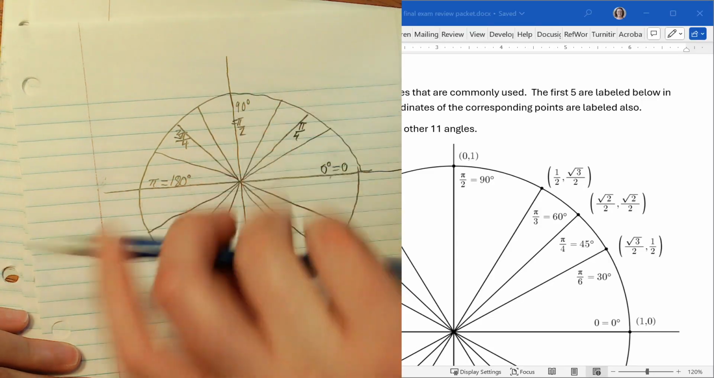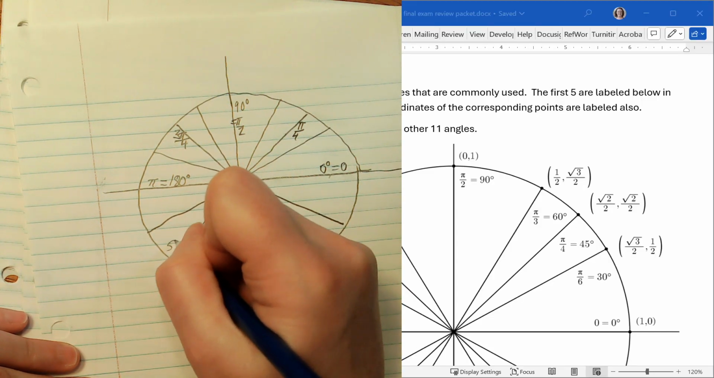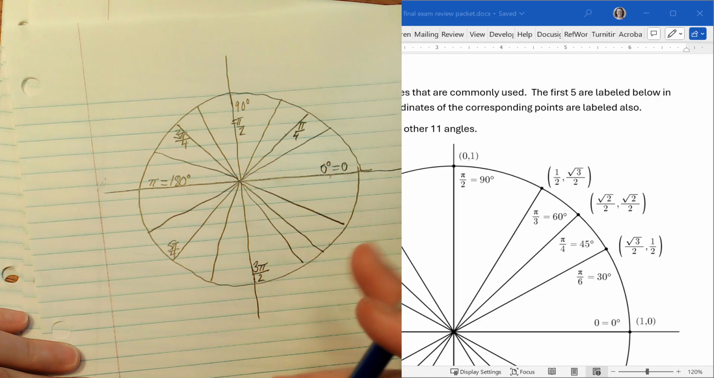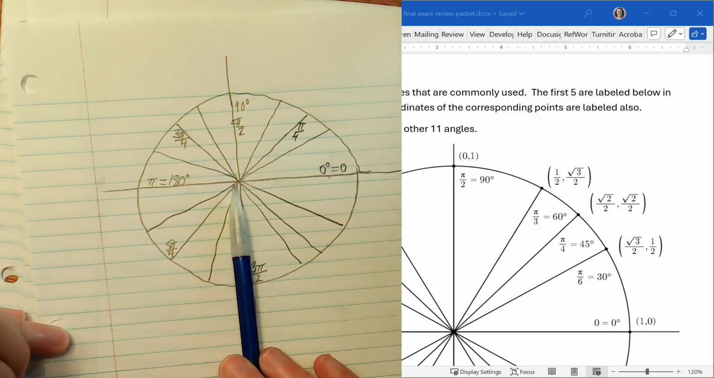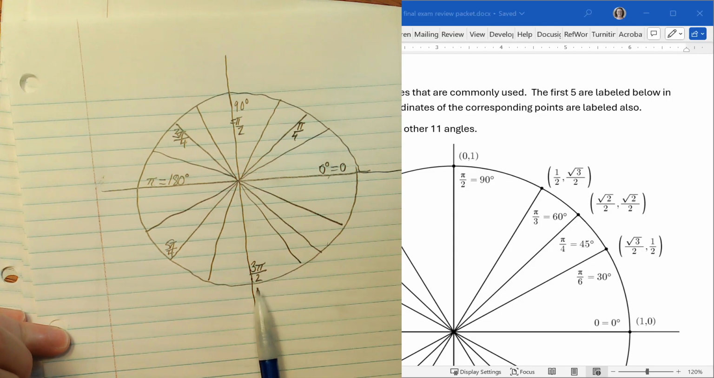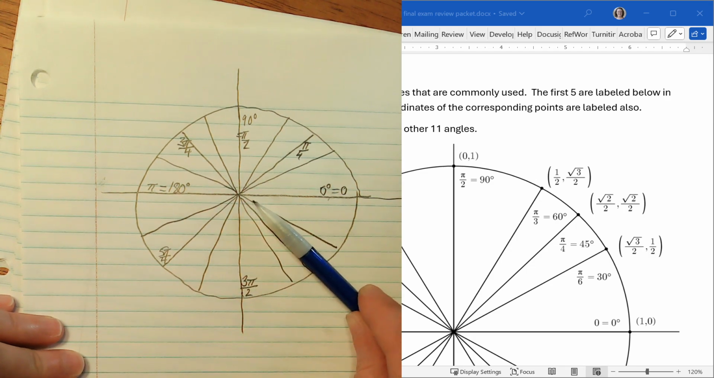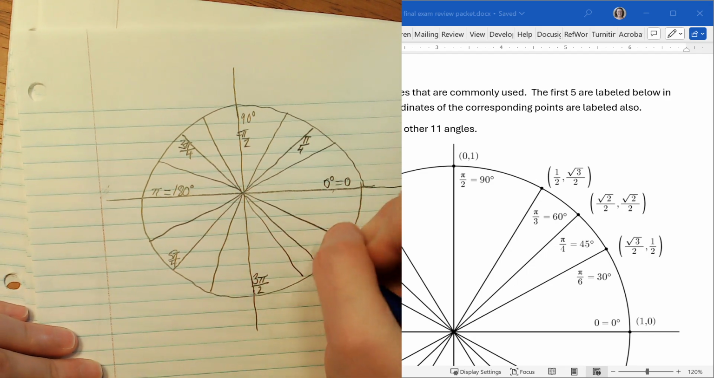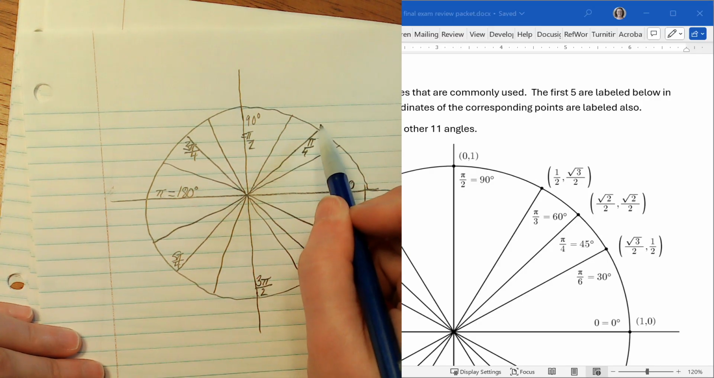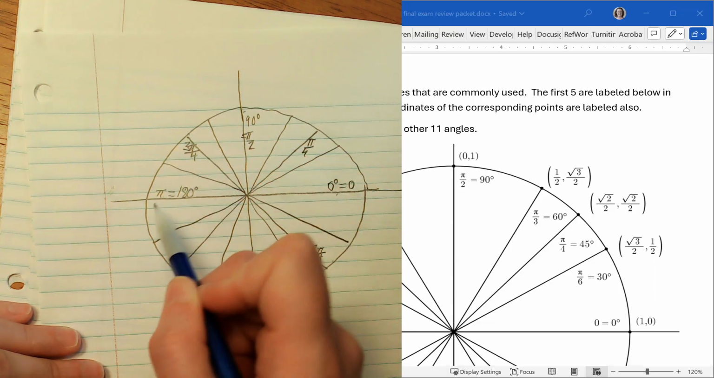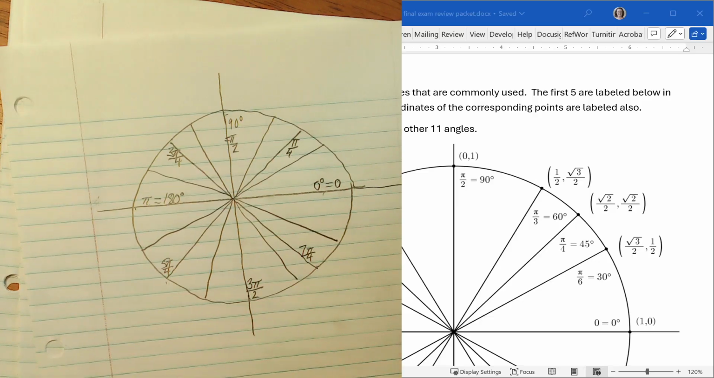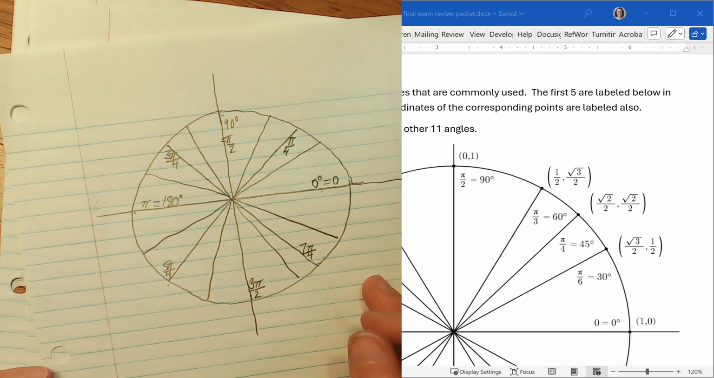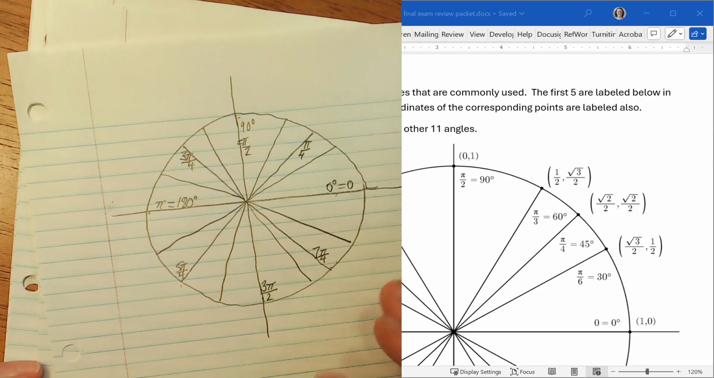5 pi fourths is this one, so 5 pi over 4. And then continuing on like that, 6 pi fourths is down here. That's the same as 3 pi halves. And then 7 pi fourths is over here. So you're counting your way around by fourths. 1 fourth, 2 fourths, 3 fourths, 4 fourths, 5 fourths, 6 fourths, 7 fourths. Just counting.